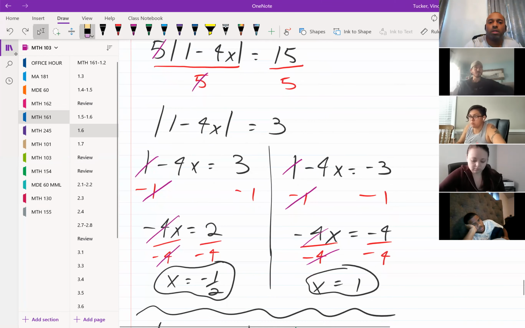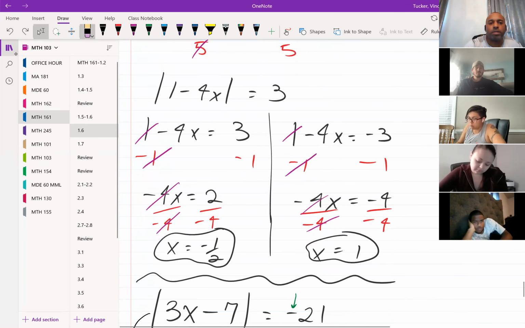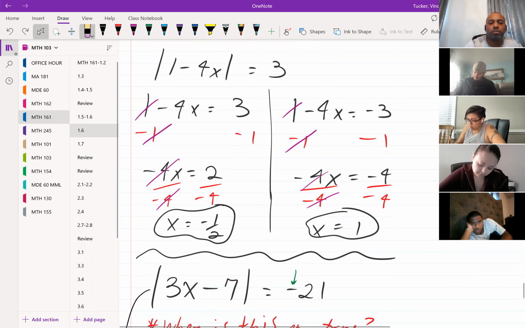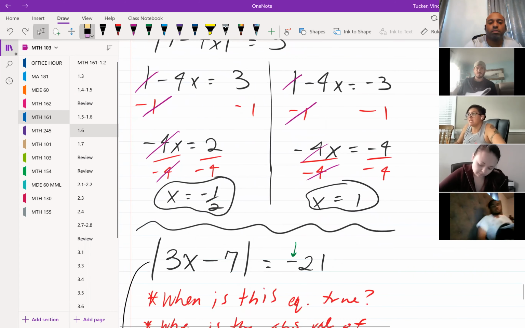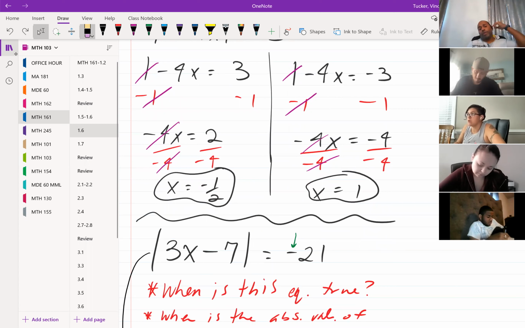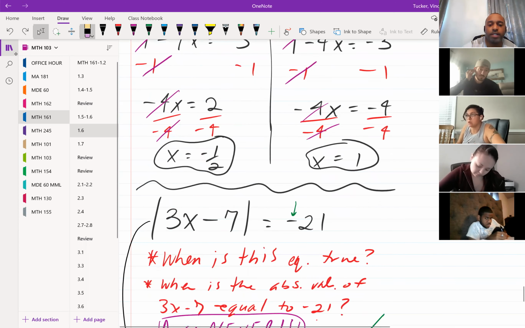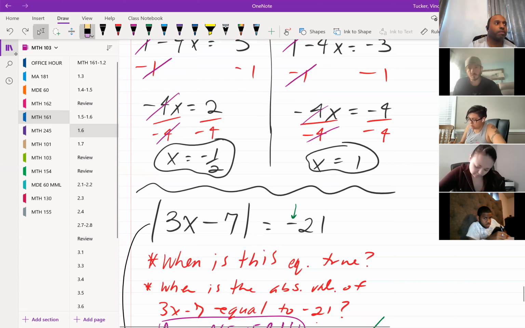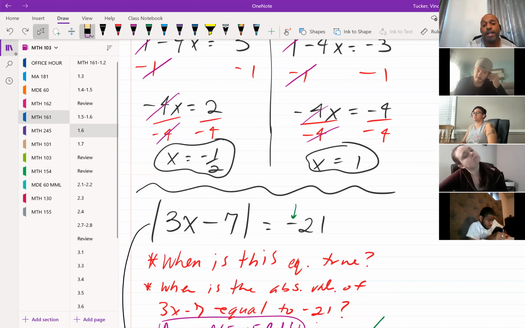All right. One last scenario, and then that'll be it. So here we have the absolute value of 3x minus 7 equal to negative 21. So don't forget, whenever you are solving an equation, you're asking yourself, when is this equation true? What value can you plug in for x to make this statement true? In this case, we're saying specifically, when is the absolute value of 3x minus 7 equal to negative 21?